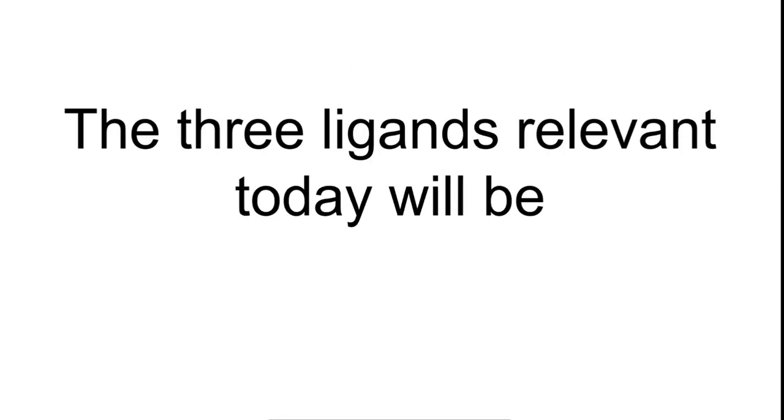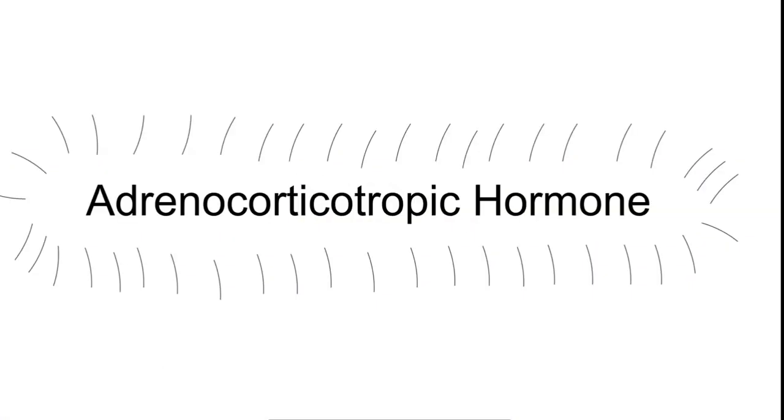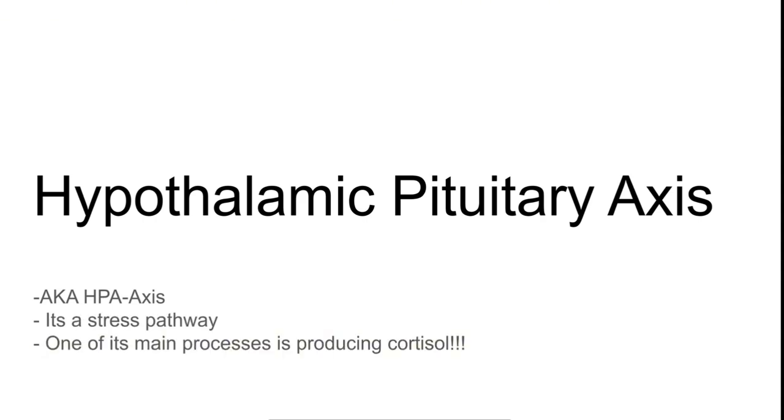The three ligands relevant today will be corticotropin-releasing hormone, aka CRH, a water-soluble hormone. Next up, adrenocorticotropic hormone, aka ACTH, a water-soluble hormone. Lastly, cortisol, a steroid hormone. These three ligands are part of the hypothalamic pituitary axis, aka HP axis. It's a stress pathway. One of its main processes is producing cortisol. Now, I will outline how the HP axis works to signal cortisol production.